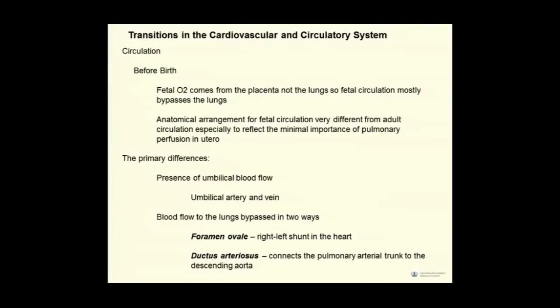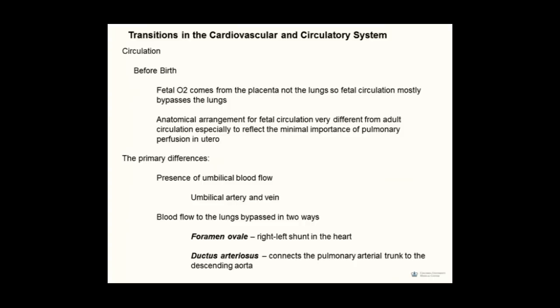So the two major changes we're going to see in the circulatory system in this transition is that the blood flow to the umbilical cord is going to go away. Previously in fetal life we've got umbilical blood flow into the two umbilical arteries that perfuse the placenta, and then away from the placenta through the umbilical vein. So the umbilical blood flow is going to go away, and then we have two bypasses of the lungs in the baby that also have to close, two lung bypasses.